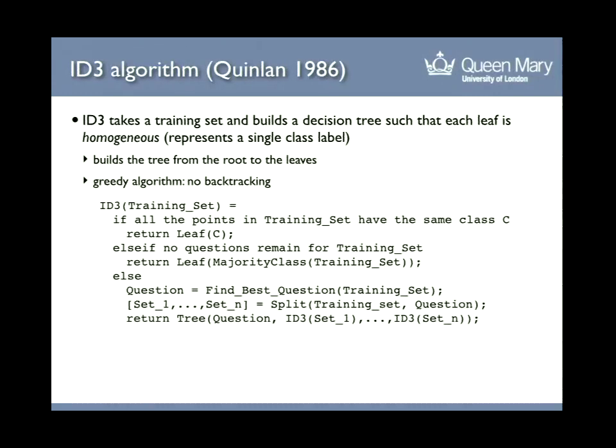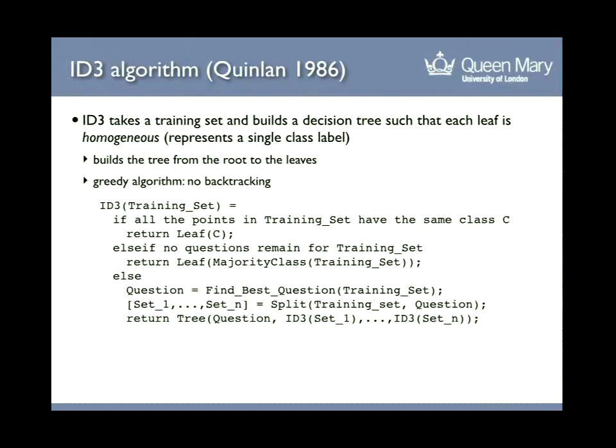So what happens is, let's say n is the number, that using the question we've decided from this find best question method, which we will cover later, we can split the training set into n subsets, and those will be the children. We just build a tree which has as its root the question and as its branches the subtrees, which are generated by calling ID3 on each of these subsets. So we have n subsets.